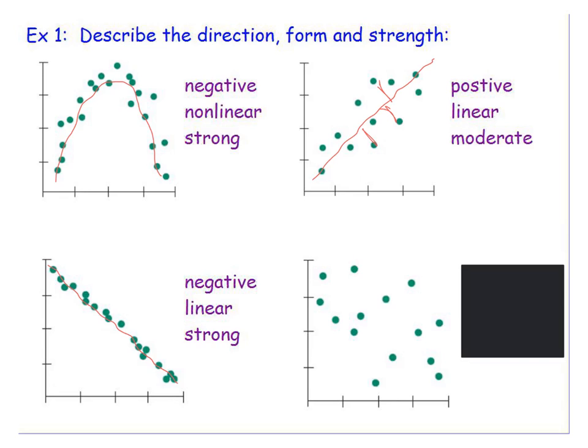This last one. If I had to draw a line, my thought would be more in this direction. So it looks kind of negative. Now in terms of form, I don't know if there really is a form. I mean, you could say that it's linear, but that's really spread out. And because it's really spread out, we would call that weak.